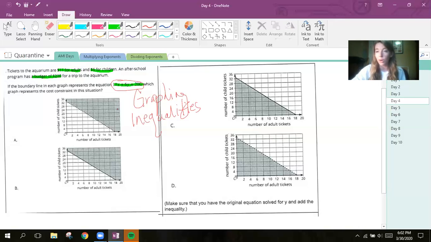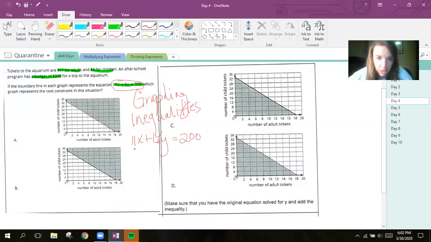So we have to remember, if we're ever going to take a line and graph it, it has to be solved for y. So the very first thing we're going to have to do is take that equation, 11x plus 6y equals 200, and solve that equation for y. That way we can see our slope and our y-intercept.